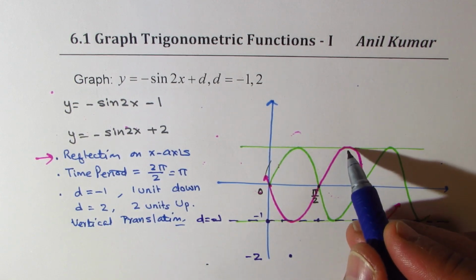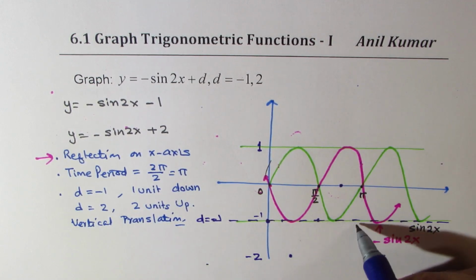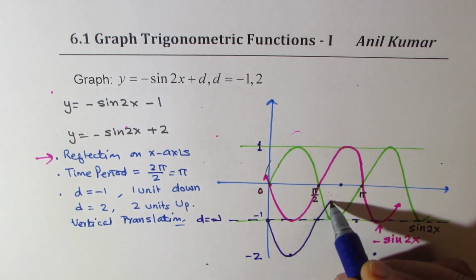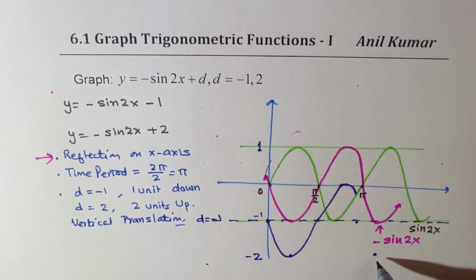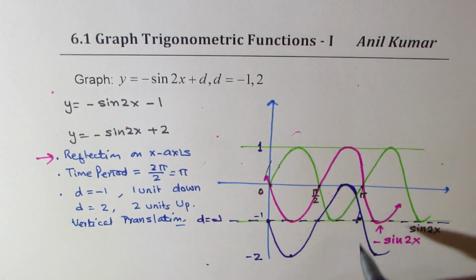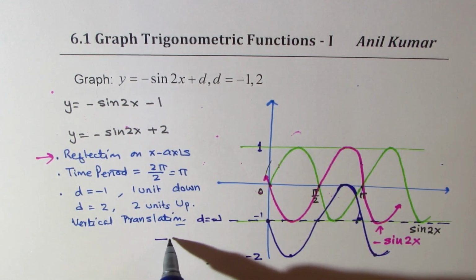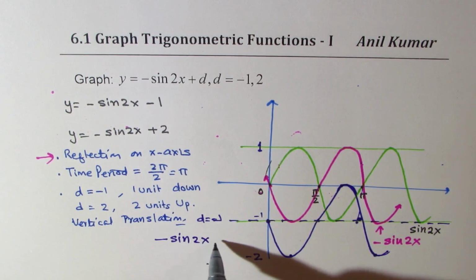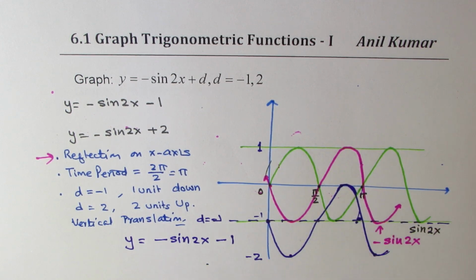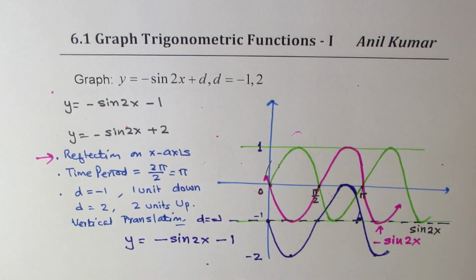Similarly, the other point which was at plus 1 will now move to 0. So that is how these points are going to move. So these are our new points. Do you see that? So joining them, I get my graph, which is here, right? So this graph which you see is for y equals to minus sine 2x minus 1. So everything shifts 1 unit down. So the maximum value becomes 0, minimum becomes minus 2.